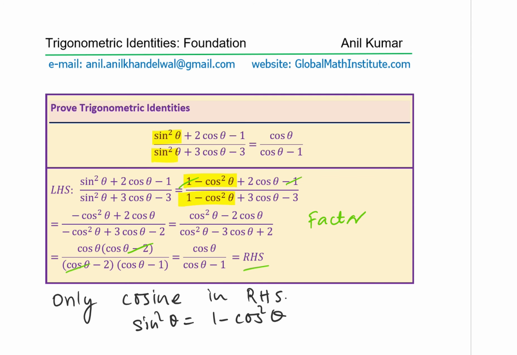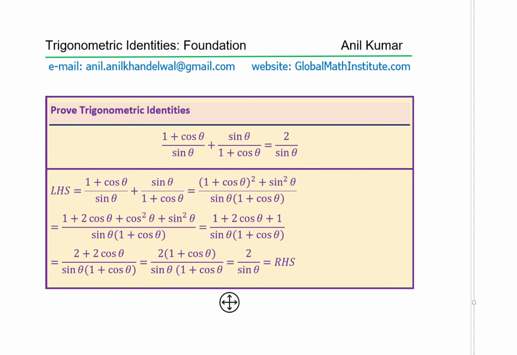And that is how you begin with the left hand side and end up with the right hand side to prove the trigonometric identity. Clear? The next question is (1 plus cos theta) over sin theta plus sin theta over (1 plus cos theta) is 2 over sin theta. Many times we may also write this as 2 cosecant theta. Is that clear to you, right? Anyway, so take the common denominator.